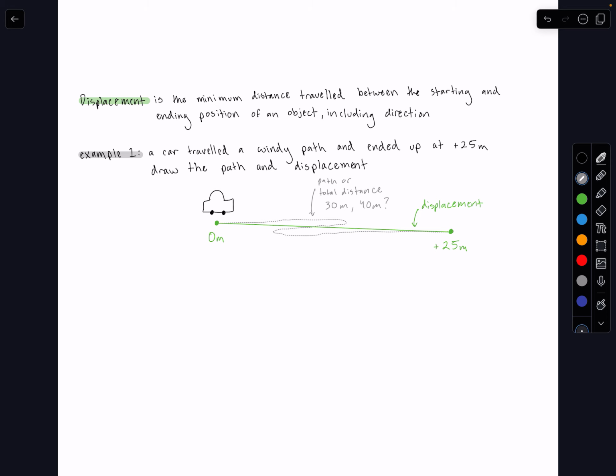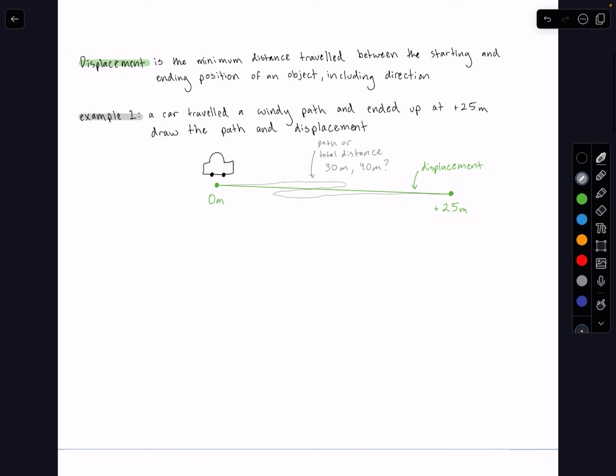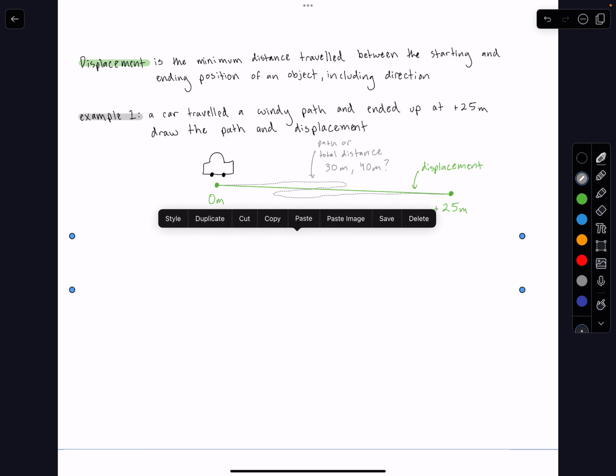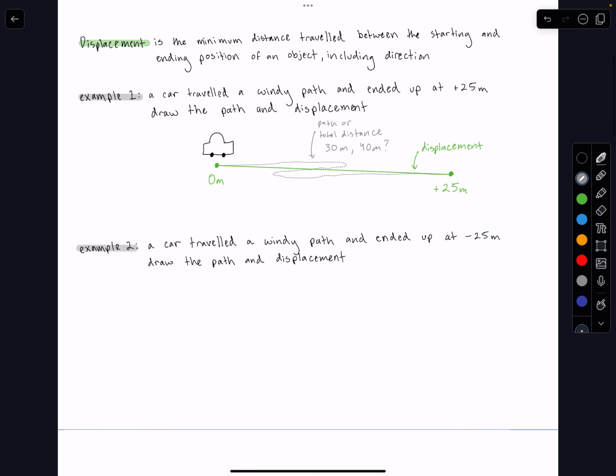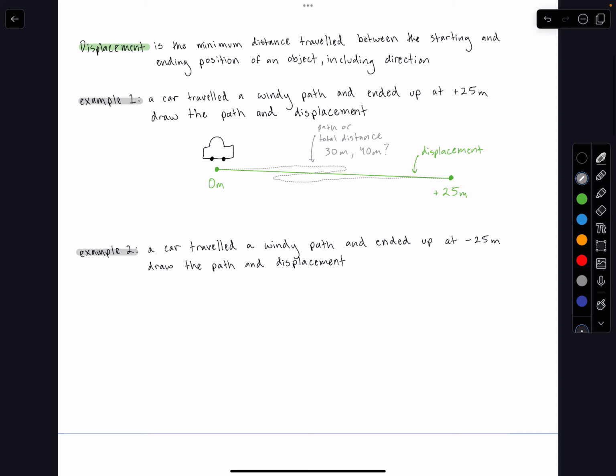So let's continue with a second example, just to help solidify that understanding. Example 2. Let's say you have a car again, and this car has traveled a windy path and has ended up this time at negative 25 meters instead of positive 25 meters. So again, let me draw a car. Let's say the car is right here. My funky car.